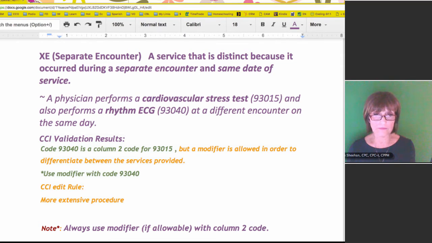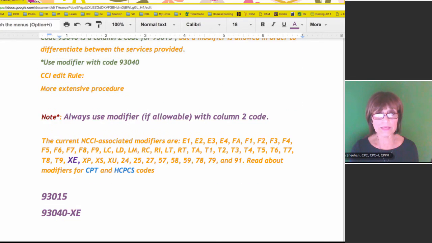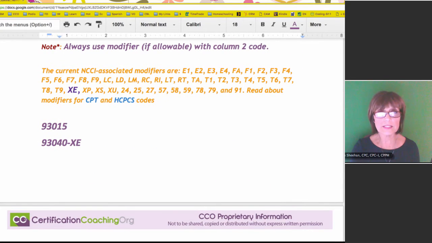If you move down a little bit, this is what they give you on Supercoder. These are all the related modifiers, so that if for any reason, any one of these, whether it's left, right, TA or T1 for a toe, whatever, that takes precedence. But in this case, the XE would work. So you would use 93015 first, and then the second column code 93040 with an XE.